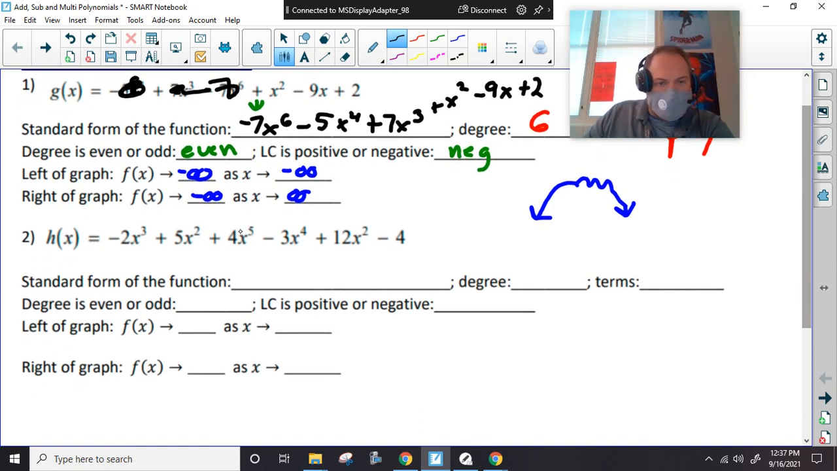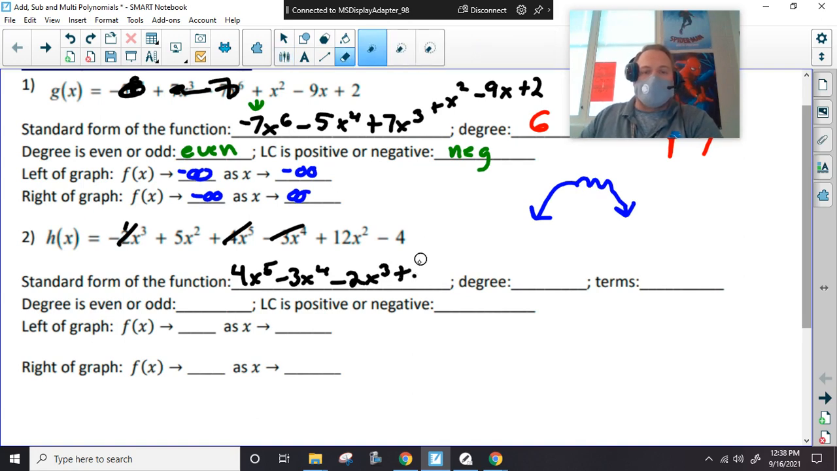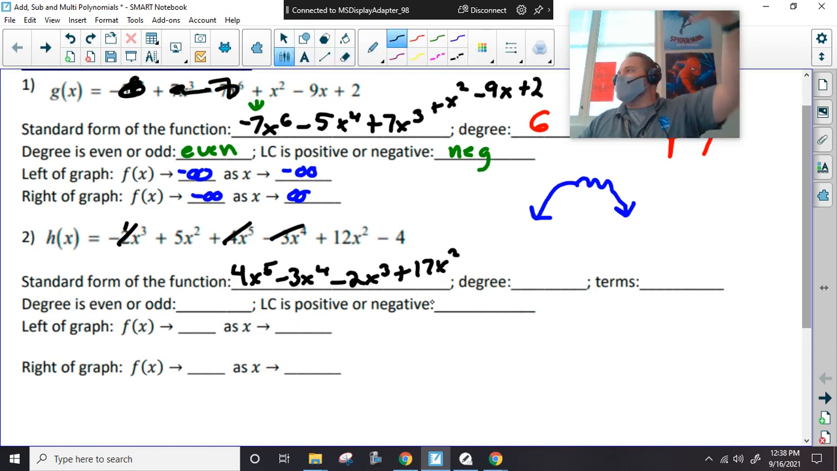Look for the big one. All right, so we have 4x to the 5th minus 3x to the 4th minus 2x cubed. Now, I had a few people ask, wait, there's 2x squareds. Well, we would actually combine those. So 5x squared plus 12x squared is actually 17x squared. And that's something we're getting into today. That's why this problem's on here.